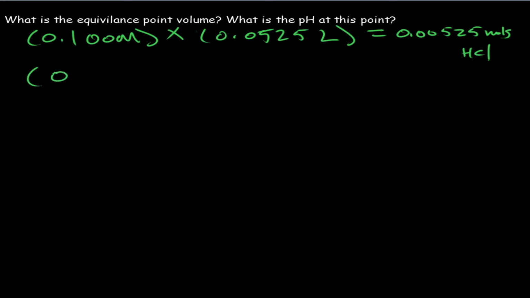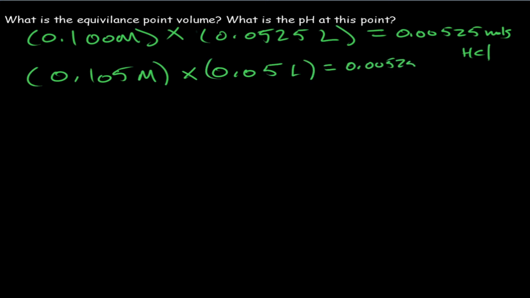And again, how many moles of ammonia is in our flask initially? Well, we have 0.105 molarity times the volume, which is 0.05 liters, and we get 0.00525 moles of ammonia. And we can see that this is our equivalence point because the moles of our ammonia and the moles of our strong acid HCl are the same.